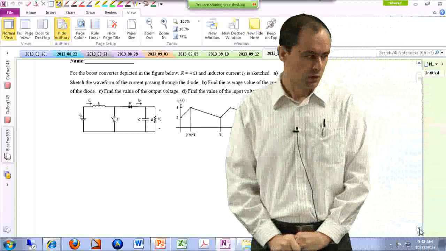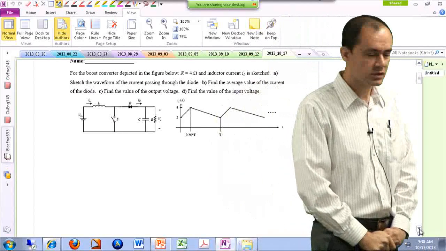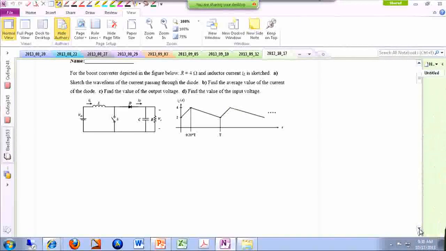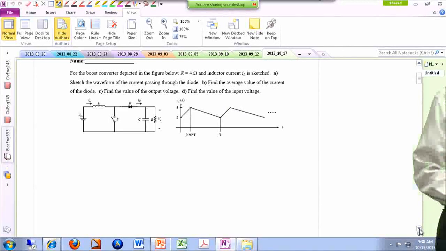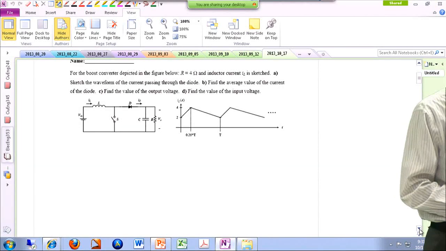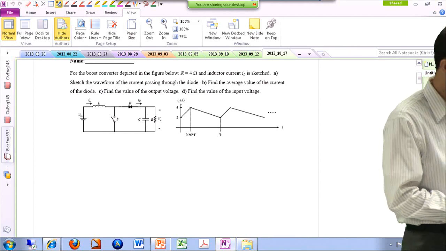All right. So we had our quiz number 4 last time, so let's go through the solution of the quiz real quick. So we had this boost converter. The current of the inductor is provided. Looking at the information, you can conclude that the minimum value of the current is 2 amps, the maximum value of the current is 4 amps, and the duty cycle is 25%.